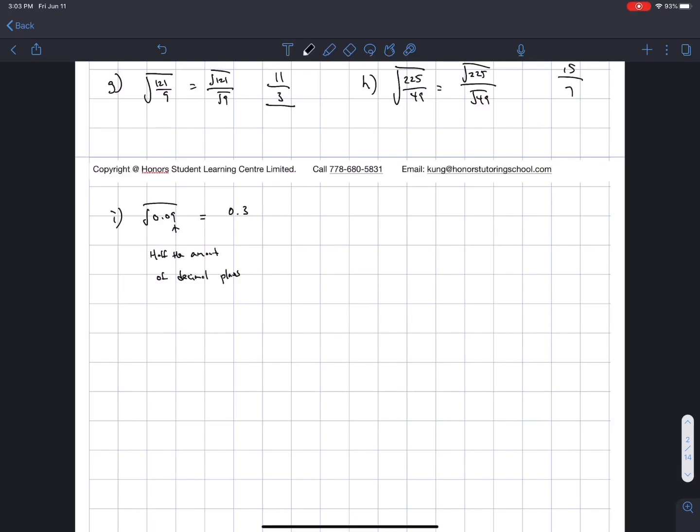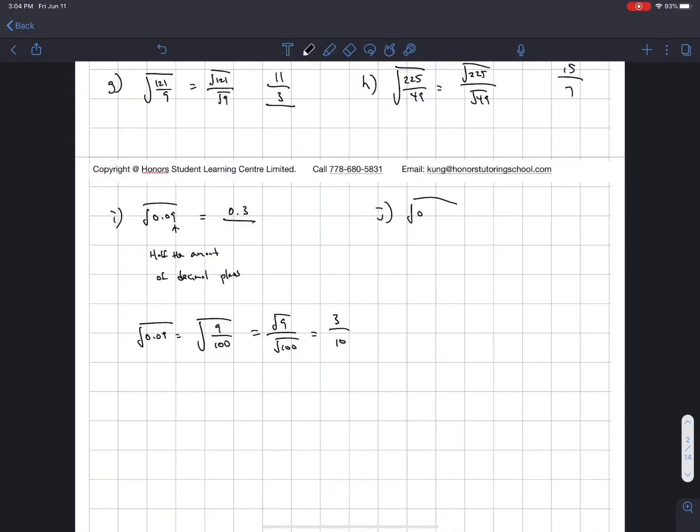That's one way of doing this problem. Or some students would like to rewrite this as a fraction. To rewrite this as a fraction, you will just have 9 over 100. And then now you can do the numerator and denominator individually. The square root of 9 is 3, the square root of 100 is 10. And you will still get 0.3 because 3 over 10 is 0.3.